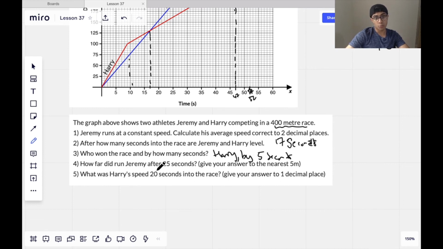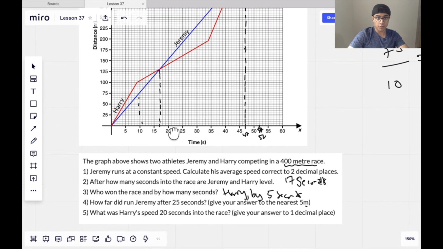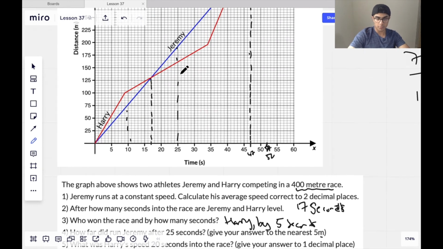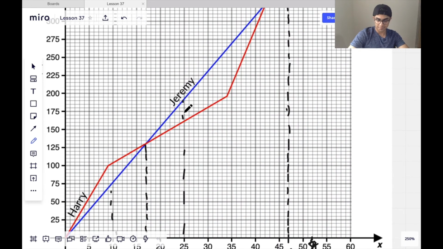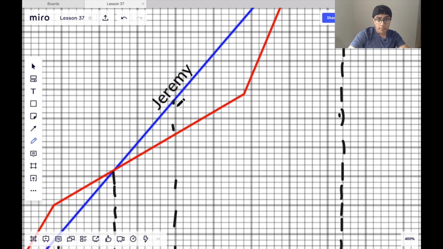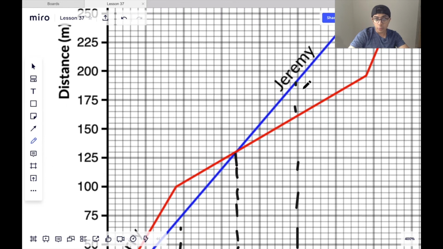How far did Jeremy run after 25 seconds? Give your answer to the nearest 5 meters. We have to watch out for this. Okay, Jeremy after 25 seconds, so 25. Zoom in as well. Sorry, I can't really zoom in more, but it looks like that to me.